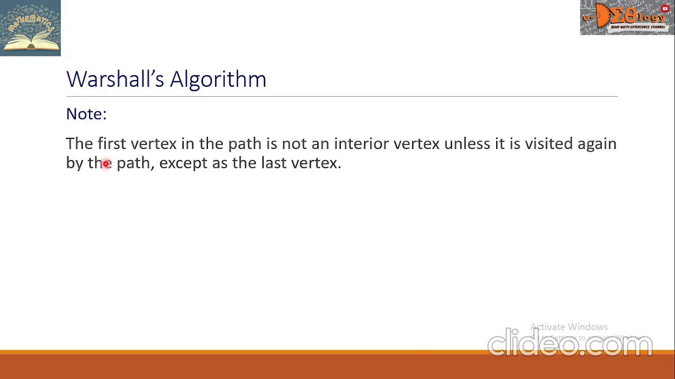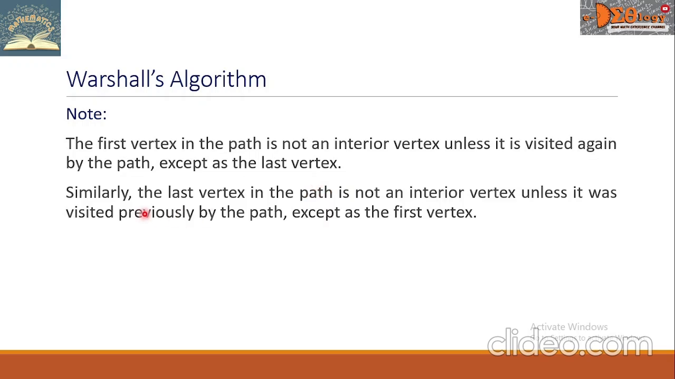Note that the first vertex in the path is not an interior vertex unless it is visited again by the path, except as the last vertex. Similarly, the last vertex in the path is not an interior vertex unless it was visited previously by the path, except as the first vertex.